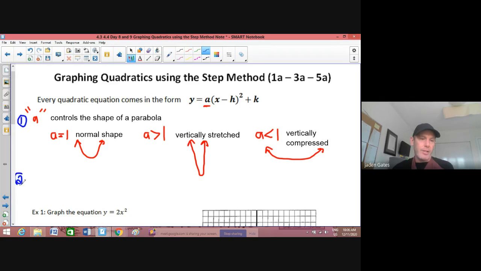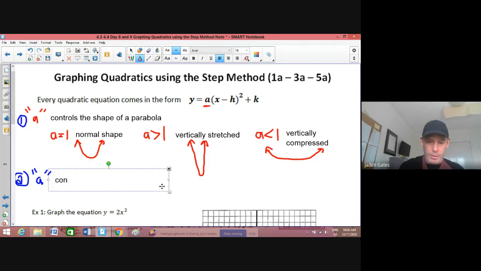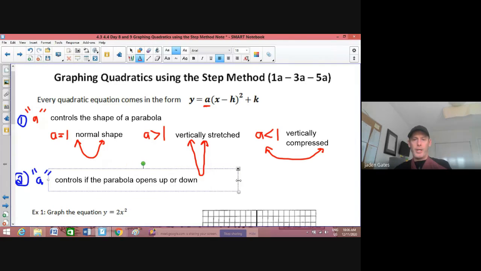And the other thing A controls is if the parabola opens up or down. So what'll happen is you look at the number of A. If it's 1, it controls the shape. Greater than 1 is vertically stretched. Less than 1 is vertically compressed.